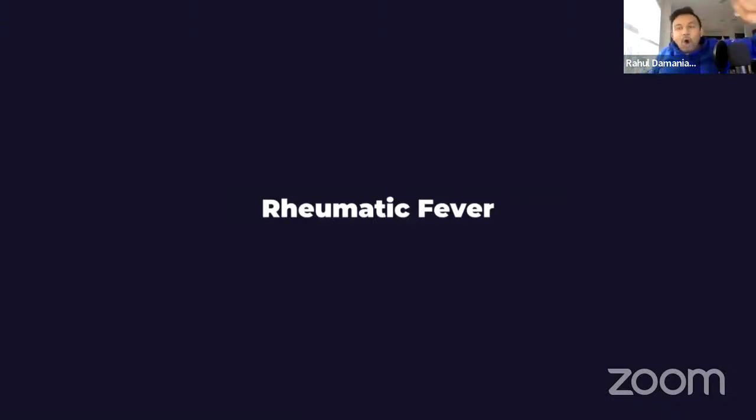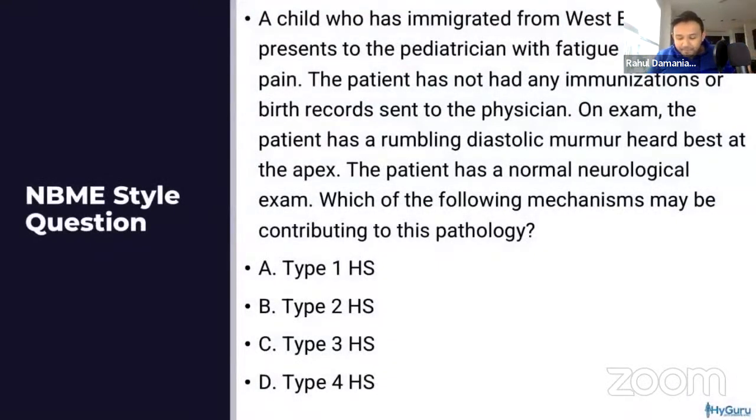Let's go ahead and head into the home stretch: rheumatic fever, pictures that you're going to see, physical exam features that you're going to see. Let's hit it with this question right here. A child who has immigrated from West Bengal presents to the pediatrician with fatigue and joint pain. The patient has not had any immunizations or birth records sent to the physician. On exam, the patient has a rumbling diastolic murmur heard best at the apex. The patient has a normal neurological exam. Which of the following mechanisms may be contributing to this pathology?